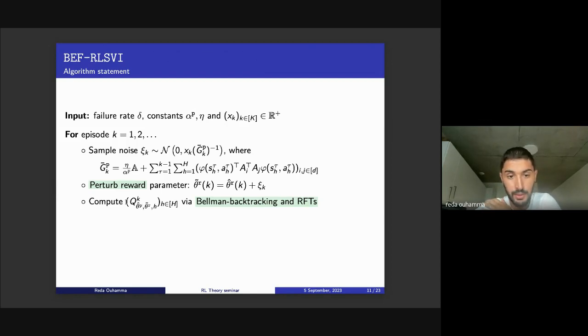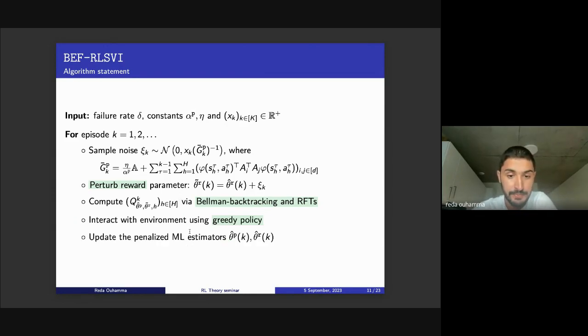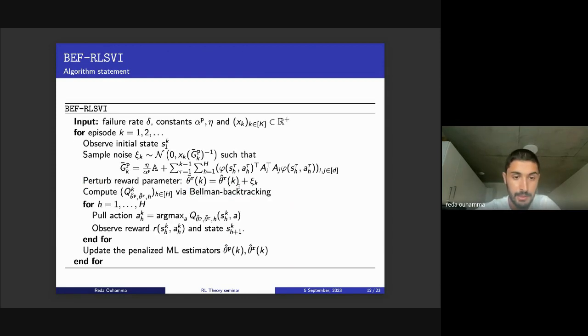Okay, so since we said that RFGs allow us to have the finite dimensional approximation, we can compute the Bellman recursion step using the finite dimensional approximation. So this is doable. Then we interact with the greedy policy that we obtain. And finally, we update the penalized maximum likelihood estimators: theta hat P, which is the estimate for the transition, and theta hat R, which is the estimate for the reward. Okay, so this is the formal statement of the algorithm.